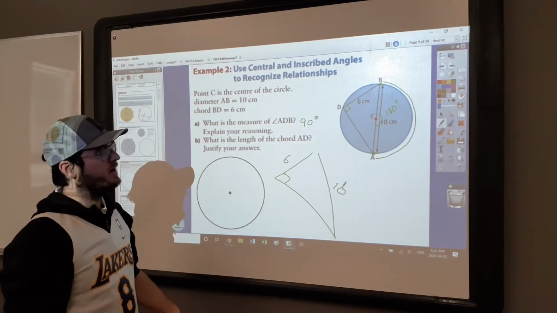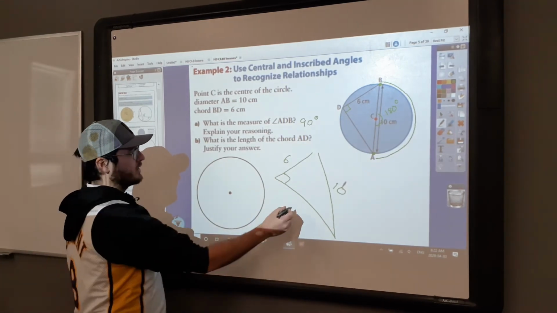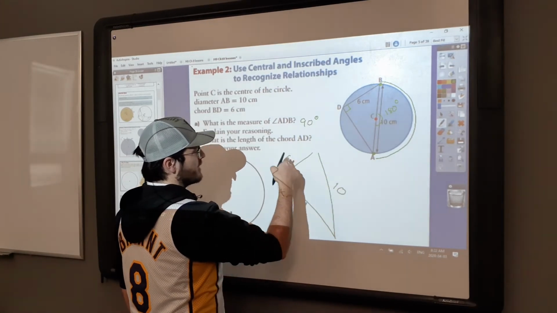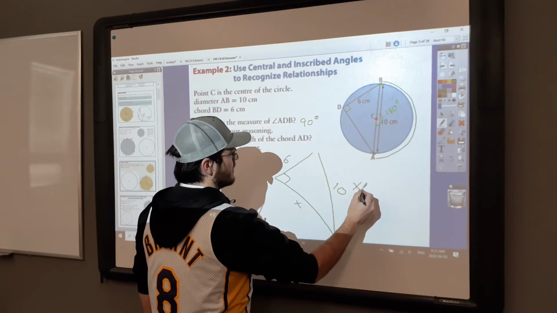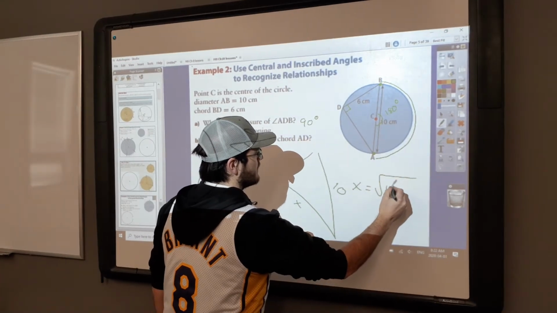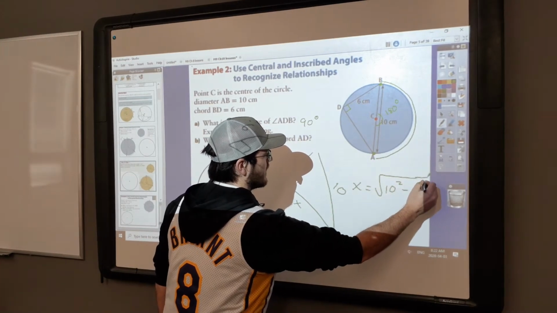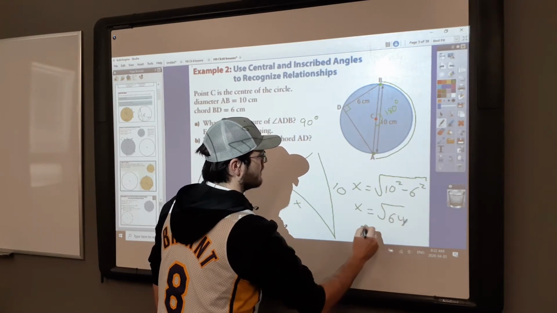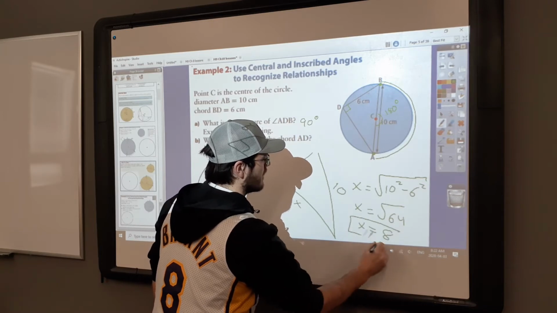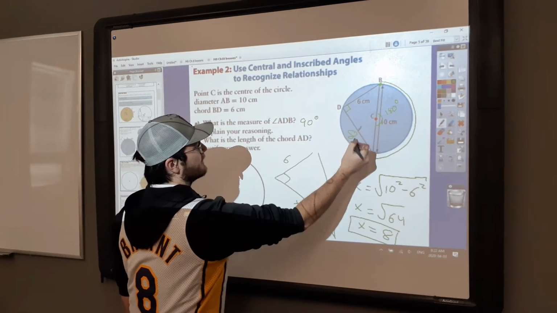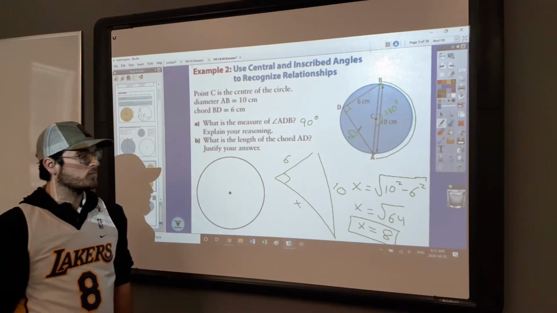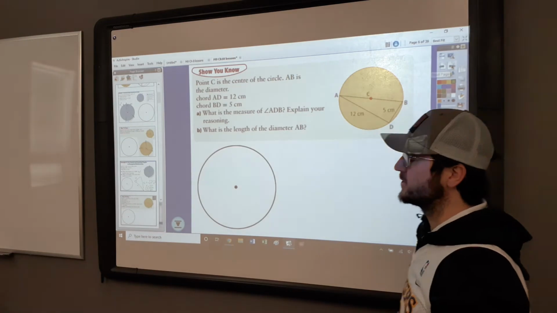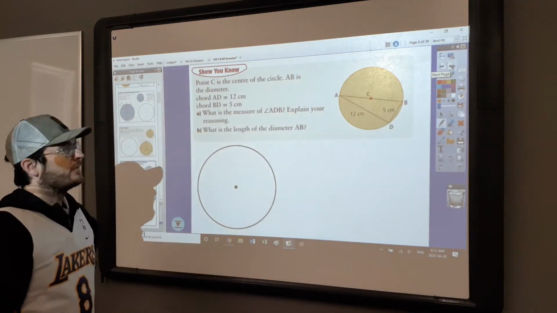If it didn't work out like that, I couldn't use the Pythagorean theorem, but just to refresh your memory, we can do c squared minus a squared equals b squared. So in other words, x is equal to the square root of 10 squared minus 6 squared. That's 100 minus 36, which is 64. Look at me go. So this is going to be 8. Okay, so that's our exception or special case rule when it comes to central and inscribed angles. So look for that right angle triangle.